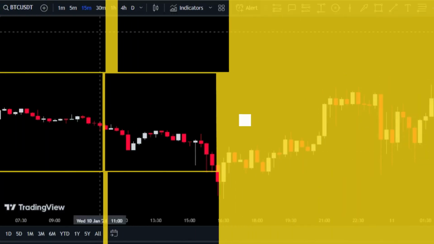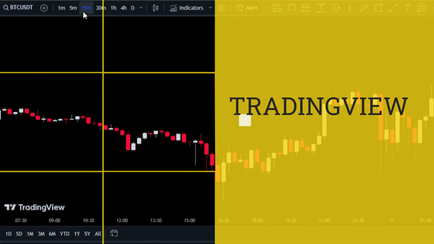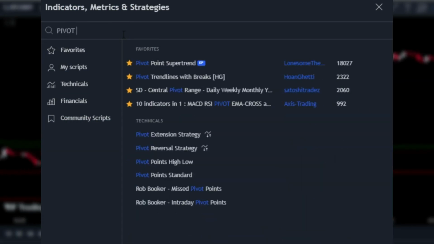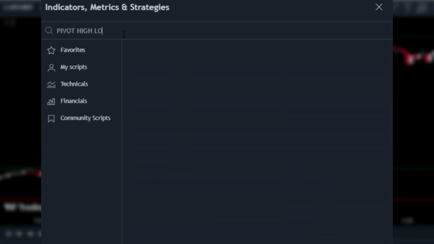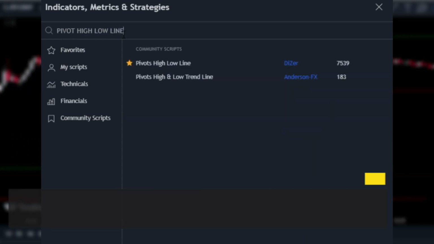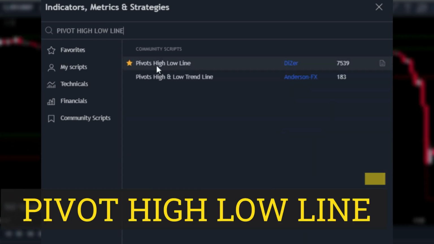First things first, navigate to the TradingView website. We're going to add some indicators to our chart. For the first one, we're using the pivot high-low line indicator. So type in pivot high-low line. And it's this indicator right here by Dizer. Add that to your chart.